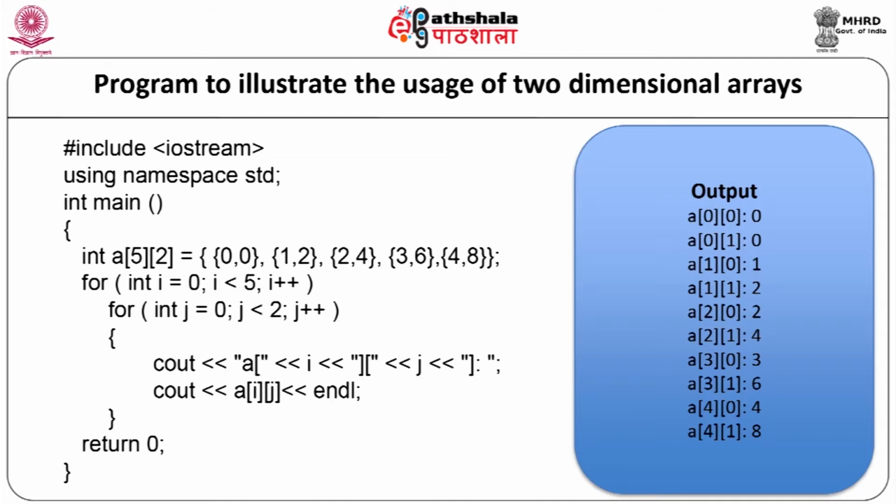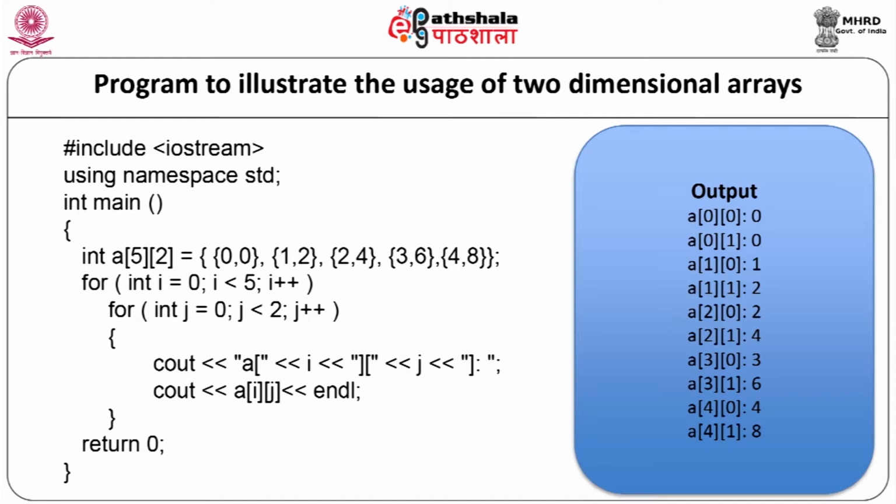For integer j equal to 0, j less than 2, j plus plus. We will start with our loop. cout a[i][j], cout a i j. So, we are displaying the index value and the value at that particular position. The for loop will end, return 0 and our main function will end.